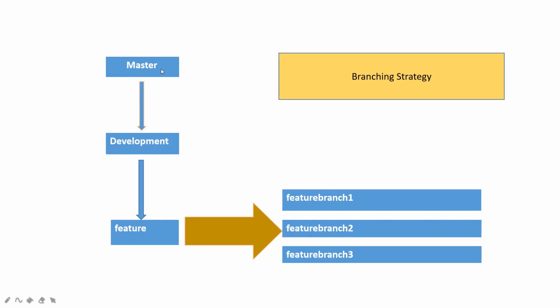Master is the root branch, which is the main branch for your repository or project, and development is a clone or copy of the master branch. It's a duplicate branch of the master branch, I would say. Whatever code we write will go to the development branch, and ultimately it will move to the master branch. We'll see that in real time.